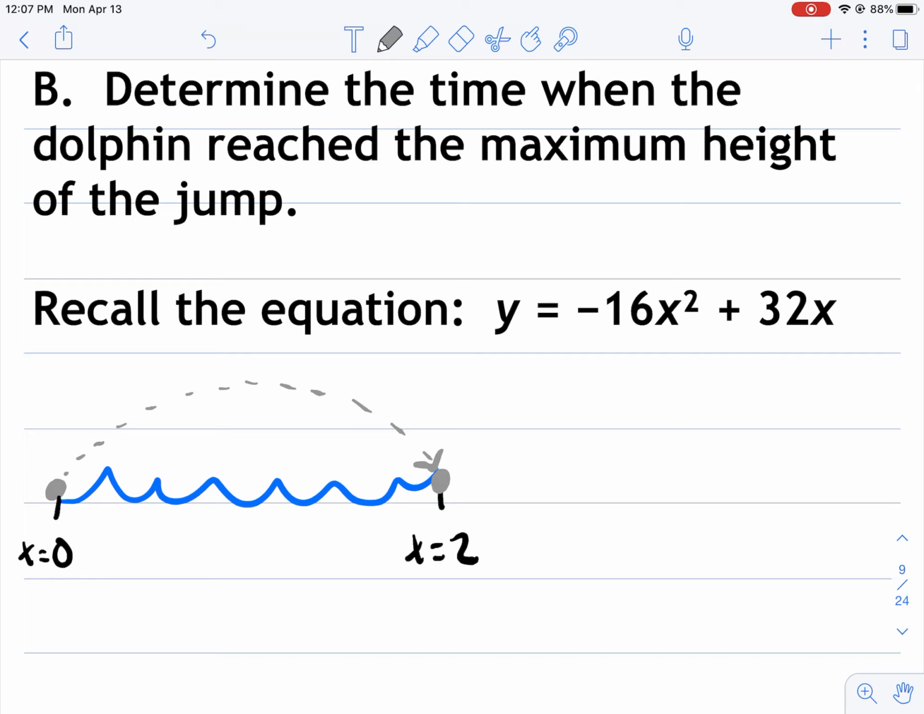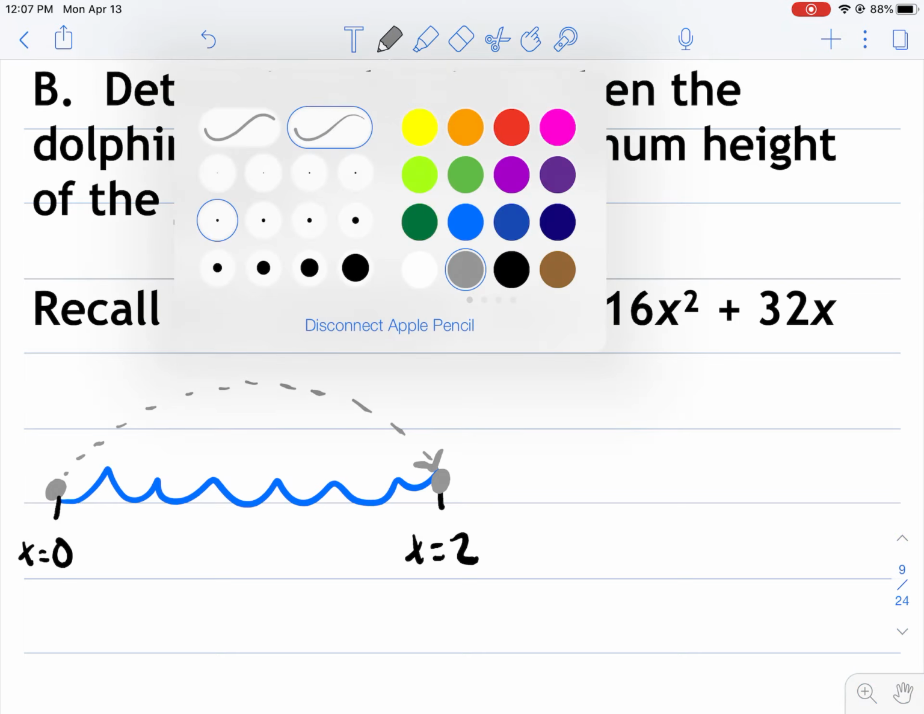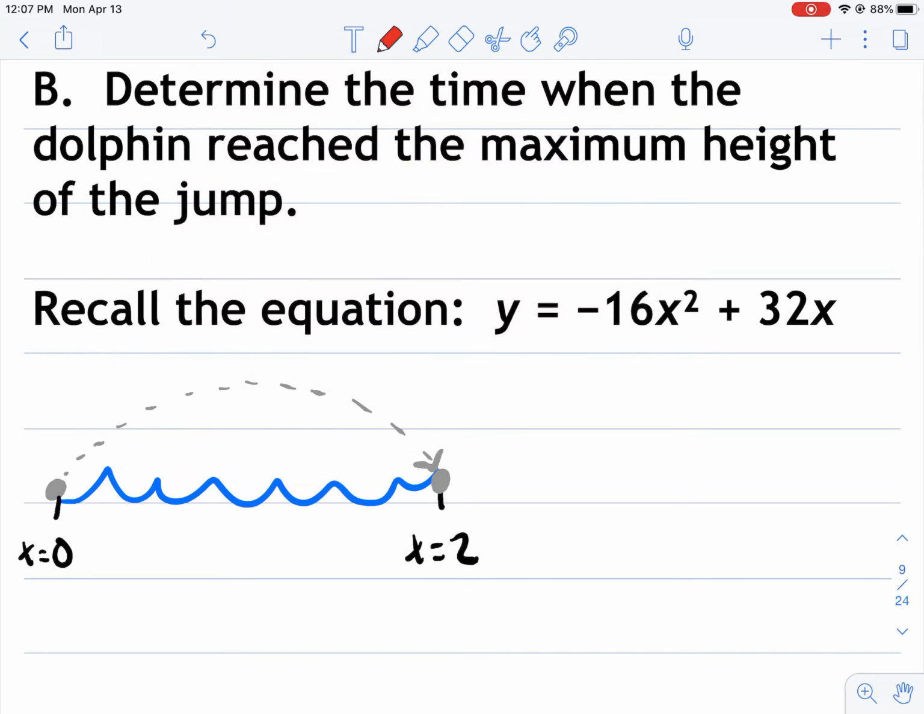So the really cool thing about these kinds of jumps is that they're symmetric. And we're going to learn a lot more about this in the next topic, so I'm not going to go over a whole bunch of it right now. But at the highest point here, that's the maximum height of the jump, right? So that's about halfway between 0 and 2, so that happens where x equals 1.